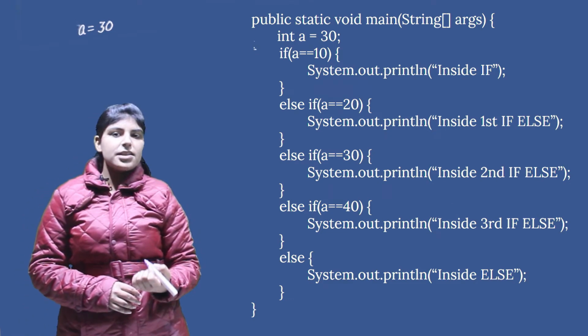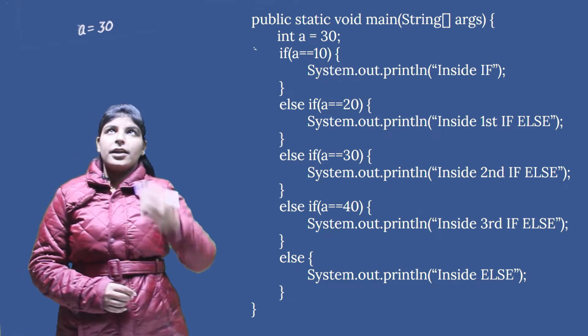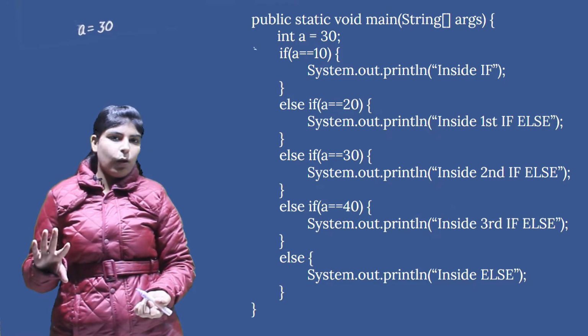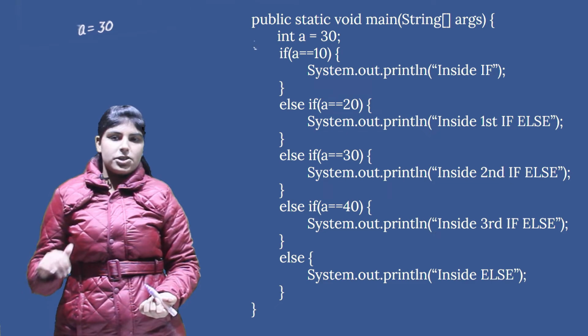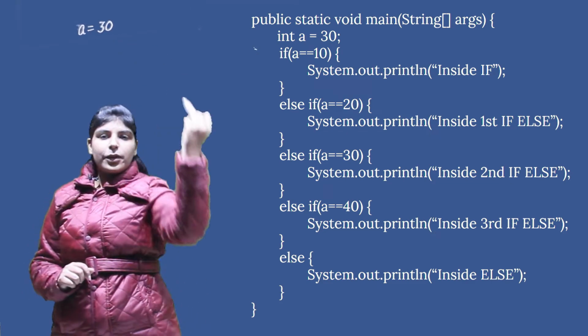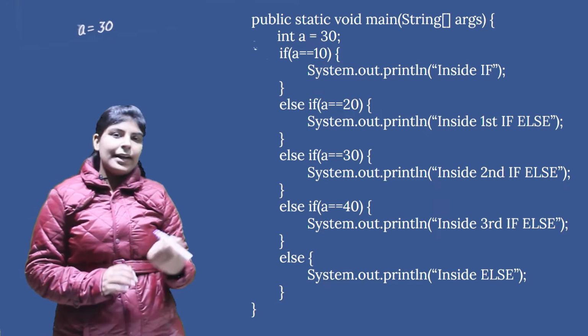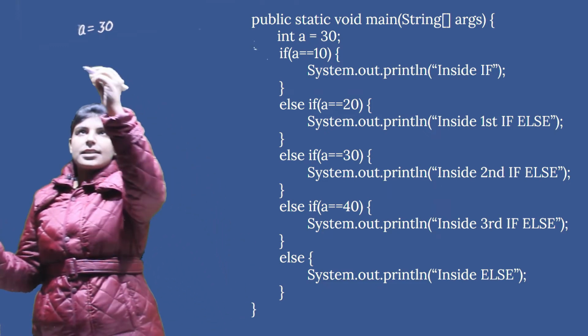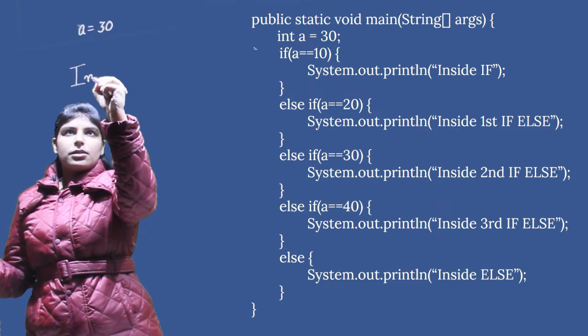So the next condition is a equal to 20. Now 30 equal to 20, again the condition is false. I'll not enter the block and I'll check the next condition. So the next condition is a equal to 30. So now 30 equal to 30, the condition is true. I'll enter inside this else if block and I'll print the statement that is inside second if else.